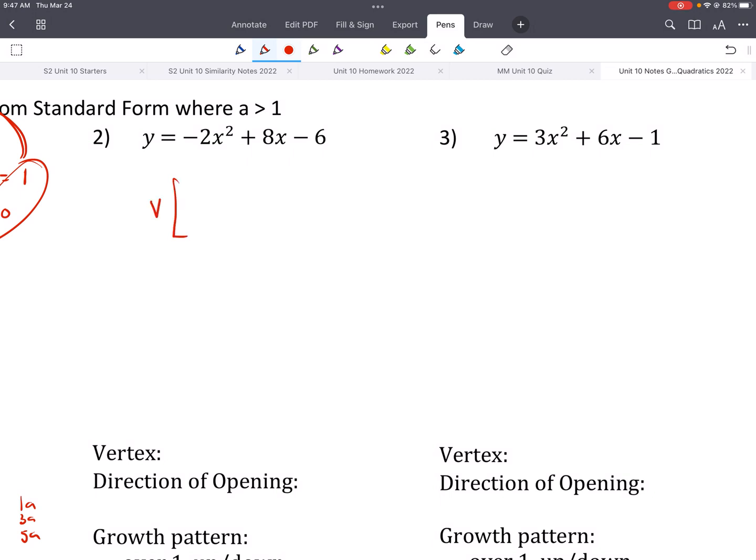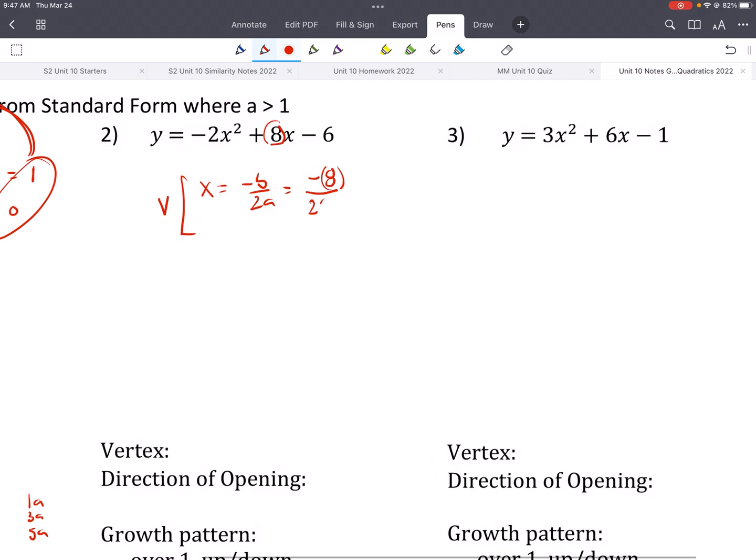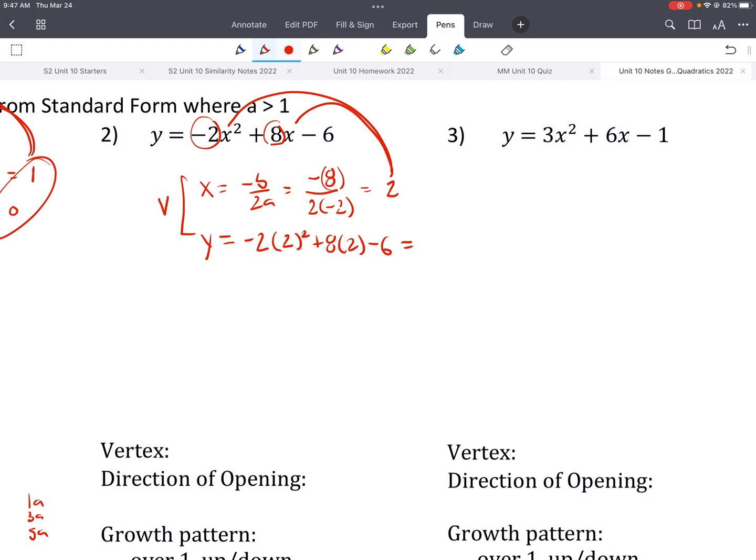It'd be beneficial. So x is equal to negative b over 2a. Here, b is 8, so we're going to have negative 8 over, and we could put a parenthesis, 2 times a. A is negative 2. So we'll get negative 8 over negative 4, which is just 2. And now we'll plug that in for x to find our y. So negative 2 times 2 squared plus 8 times 2 minus 6. Again, we can use our calculators if you'd like, but I think we end up getting 2.